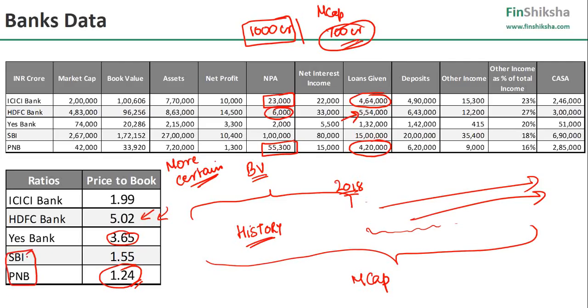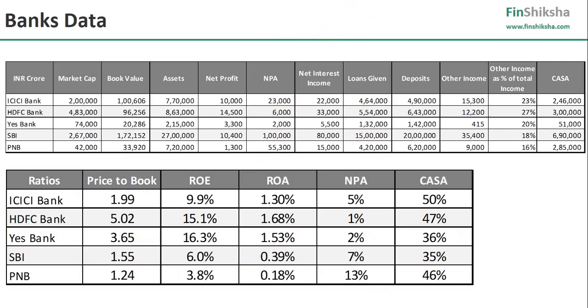Now, always remember that you chunk them around. You compare PSU banks to PSU banks, and you would compare private banks to private banks. That's a rule of thumb that you have to remember, that you have to chunk the similar looking sets together, right? Let's comprehend these ratios a little bit more.